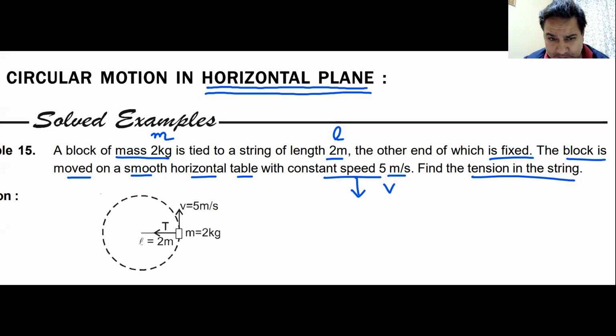So anyone with any answer? Anyone has got any answer that you would like to share? Tension is 45, sir. Instead of giving me the numerical value, can you give me the answer in terms of M, V, and L? Mass is M, length is L, and the speed is V. Can you give me the answer in terms of M, V, and L? Anyone?